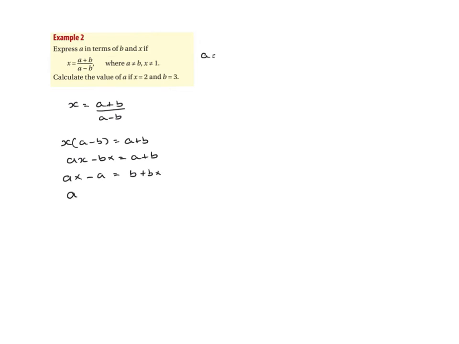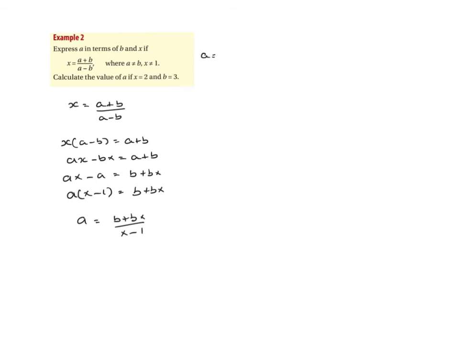I can take the a out. So there's an a here and an a here, so the a comes out, and I'm going to get x minus 1 is equal to b plus bx. Okay, just to show you that a times x gives me the ax, a times negative 1 gives me minus a. Now you can see I've got a multiplied by this bracket, x minus 1, and I want to get a on its own. So I'm going to divide both sides by x minus 1, and I'm going to end up with a is equal to b plus bx over x minus 1, and I'm now done.